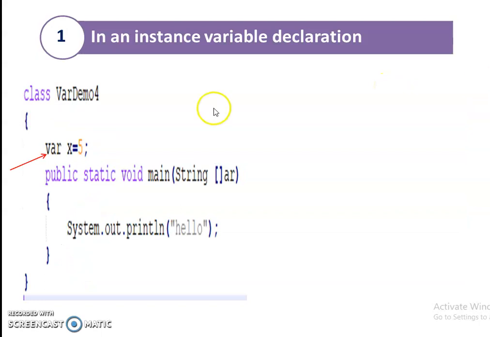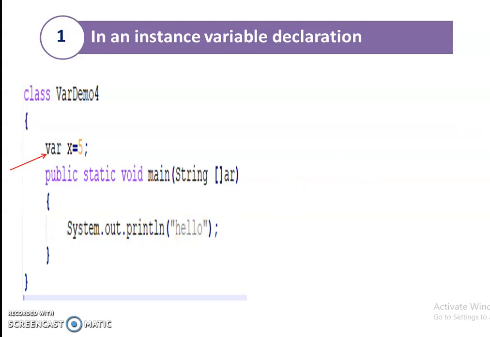So here we are using var keyword with instance variable declaration. Here you can see we have one class named var_demo4. We have one instance variable x. We have assigned 5 to it and it is declared as var. Next we have main method and we are printing one statement, right?